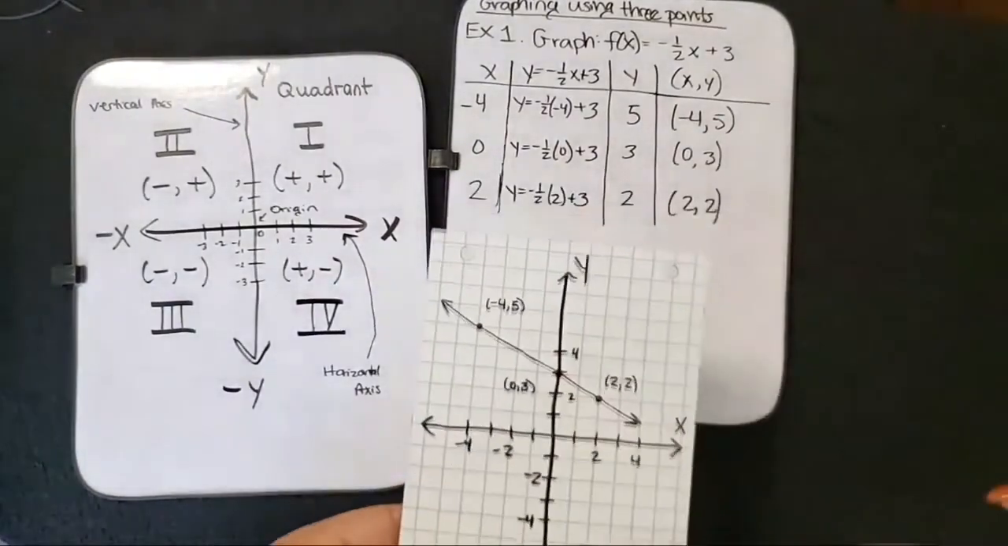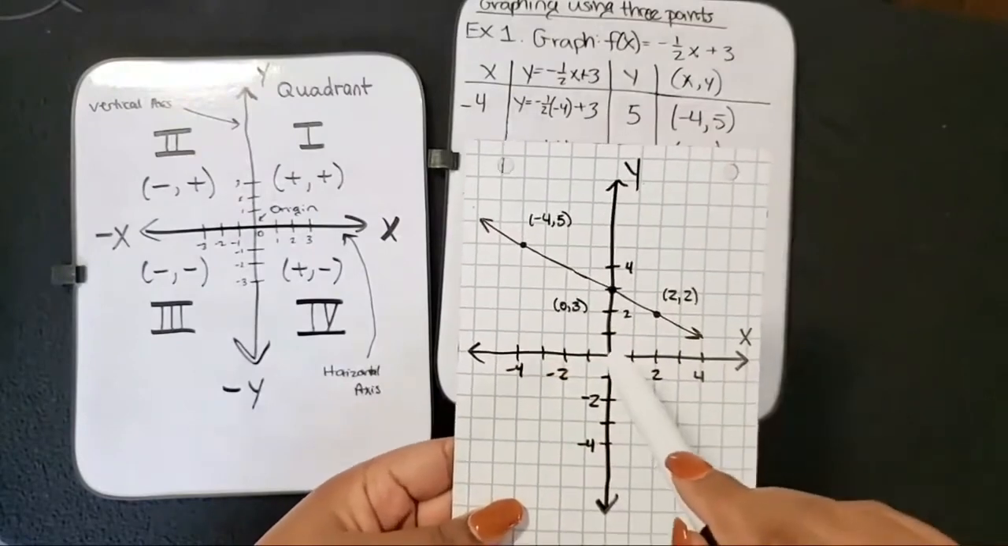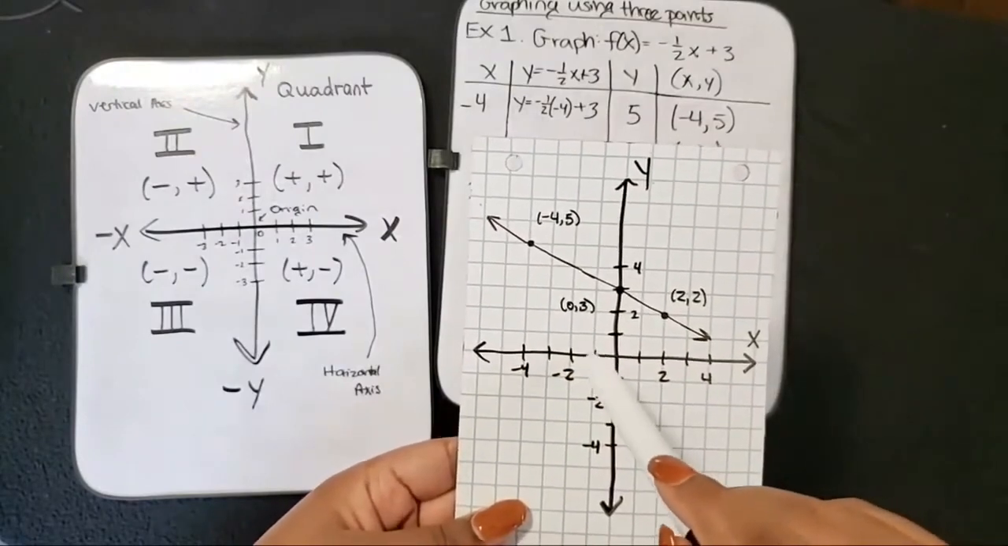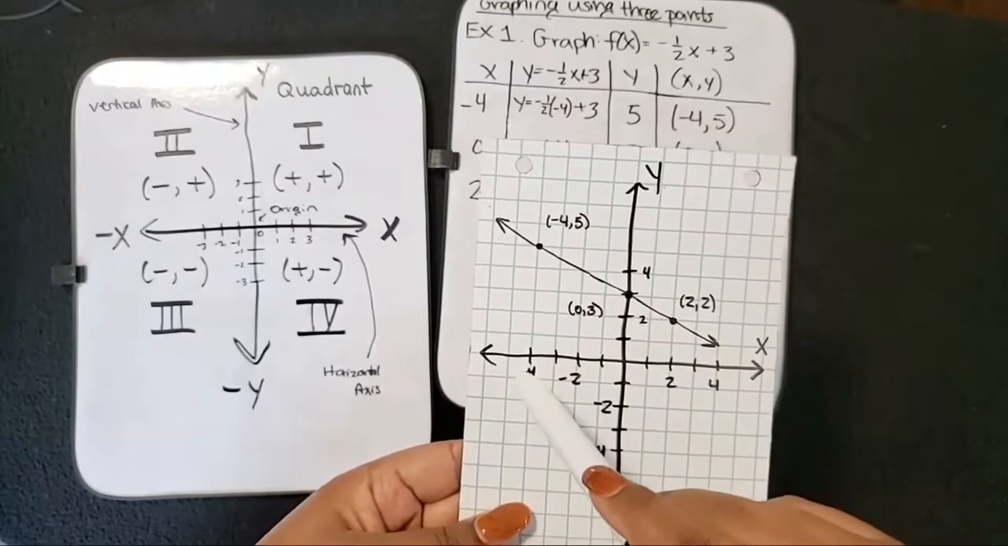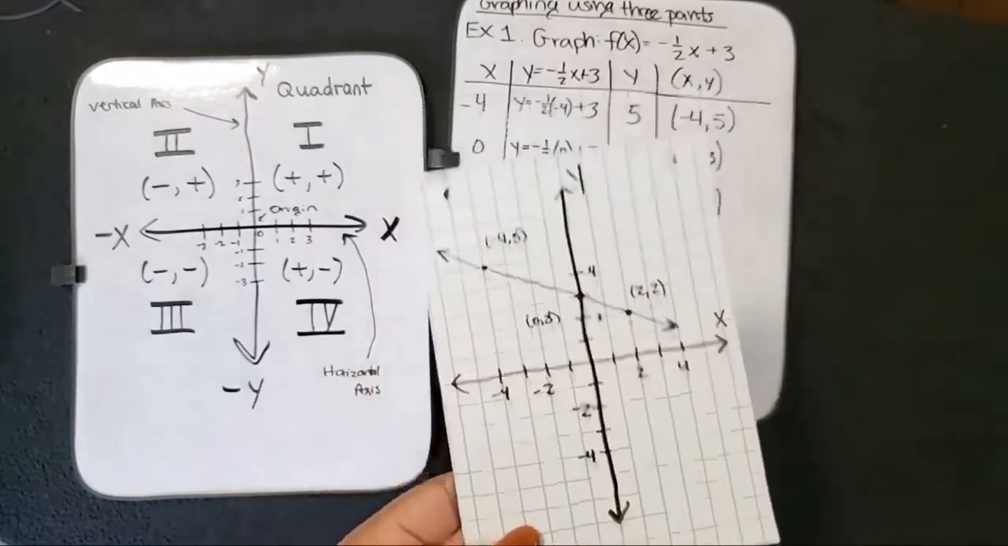So here we have -4, 5. From our origin, we go to the left, -4, and then we go up +5, and we put a point there.